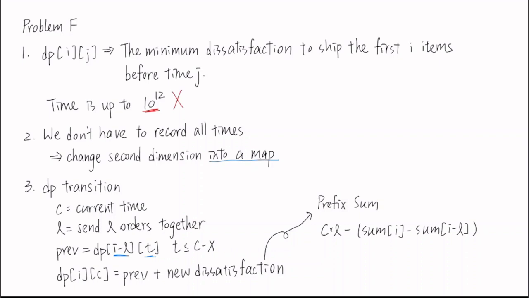If we want to calculate the value for the dissatisfaction quickly, we can use a prefix sum. The sum would just be the sum of the times that the orders are placed. So the new dissatisfaction would be calculated as the current time times the number of orders that are sent together, minus the sum of the times that the orders are placed in this range of values. This can be calculated quickly, and afterwards let's look at the code for this problem.